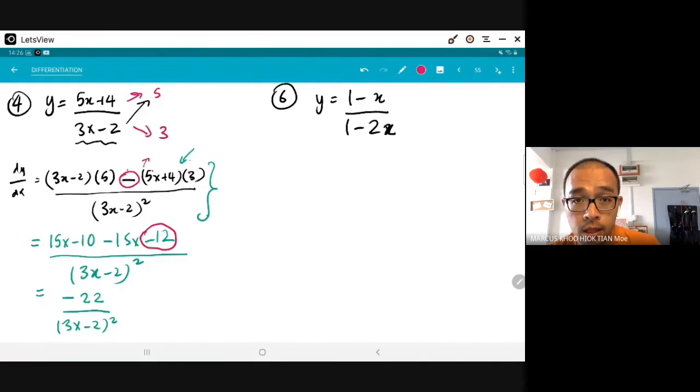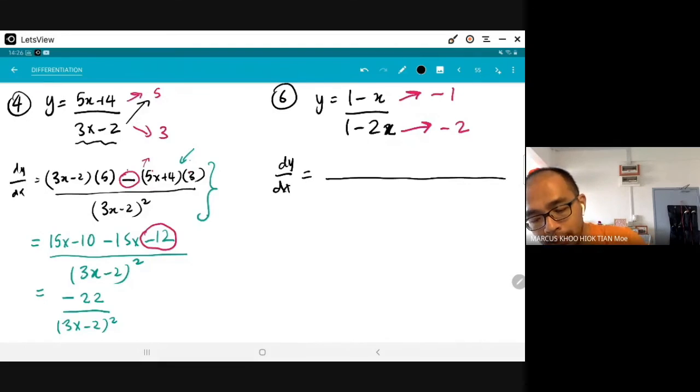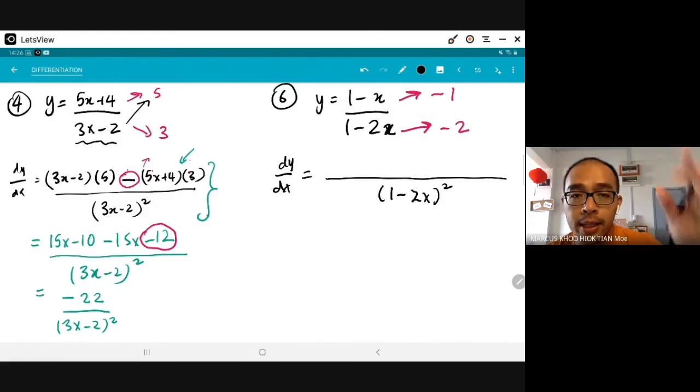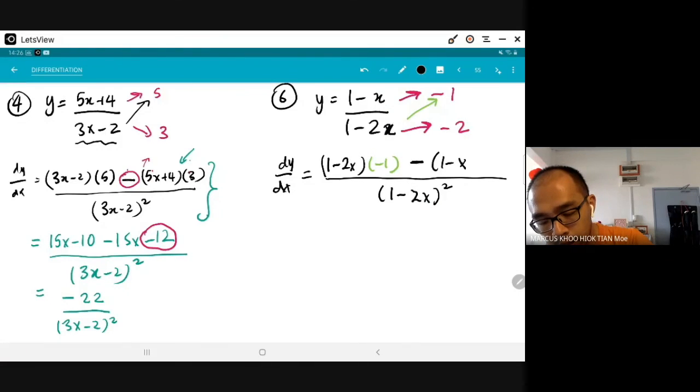Okay, alright, this last one. This one differentiate, you get negative 1. Differentiate, you get negative 2. So the dy dx, like I said earlier, we always start by writing the bottom one first, square it, and then leave it. No need to repeat the same thing, just leave it there. But you rewrite it again on the top, 1 minus 2x, and its partner is negative 1. Okay, and then after that you write minus, then the other two, 1 minus x times negative 2.